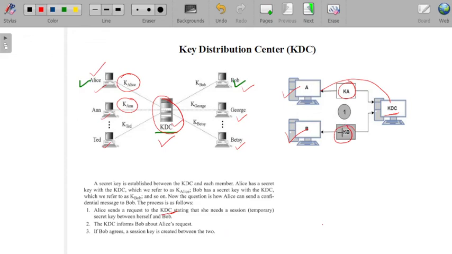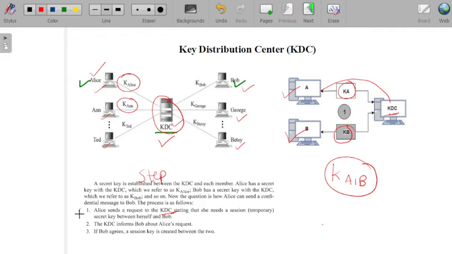Whenever a request comes from Alice to Bob, the KDC will inform Bob that he has to communicate with Alice. If Bob, that is B, agrees to Alice's request, then the key KAB will be generated. That is called a symmetric key, and it is shared between A and B. So these three steps are involved whenever we create a secret key between Alice and Bob.